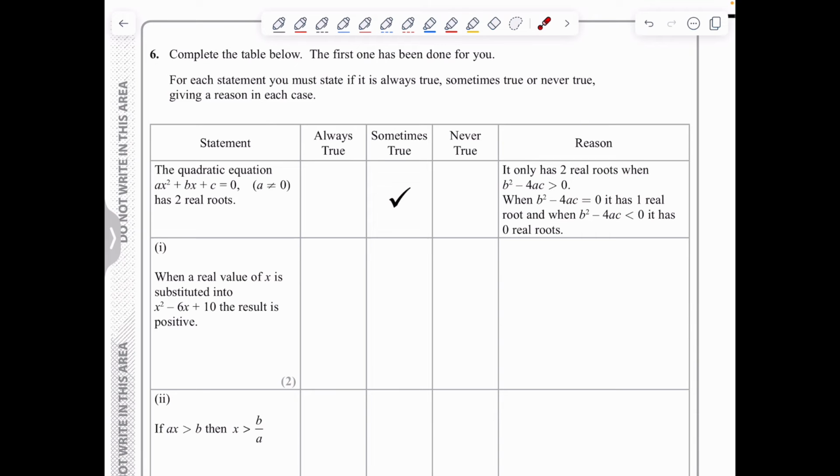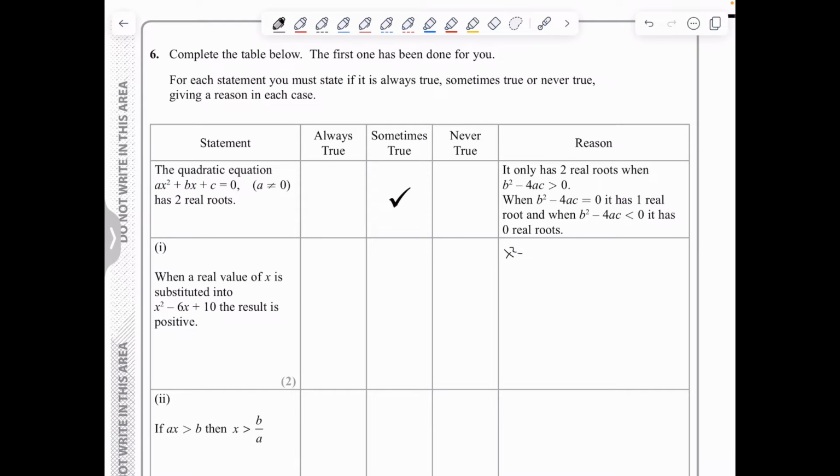In question 6, we've got a table of statements, and for each statement we need to state whether it is always true, sometimes true, or never true, justifying our answer. So the first one says that x squared minus 6x plus 10 will give me a positive result whatever the value of x. So I could approach this by completing the square.